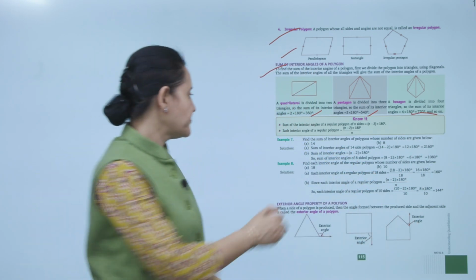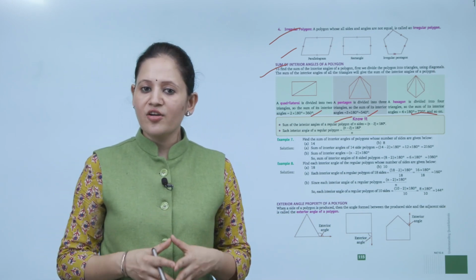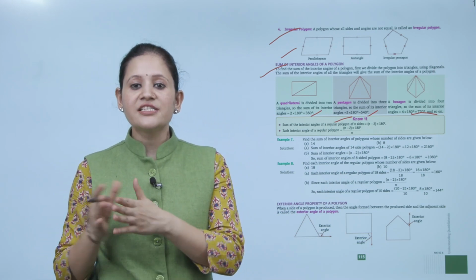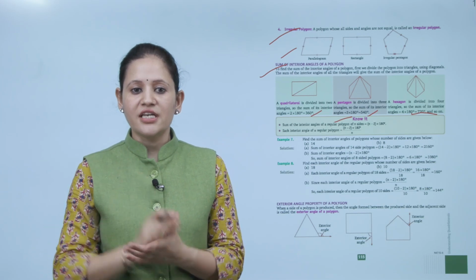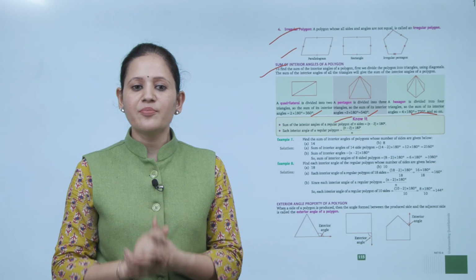Next, know it. Sum of the interior angles of a polygon of n sides is n minus 2 into 180. Each interior angle of a regular polygon is n minus 2 into 180 upon n.